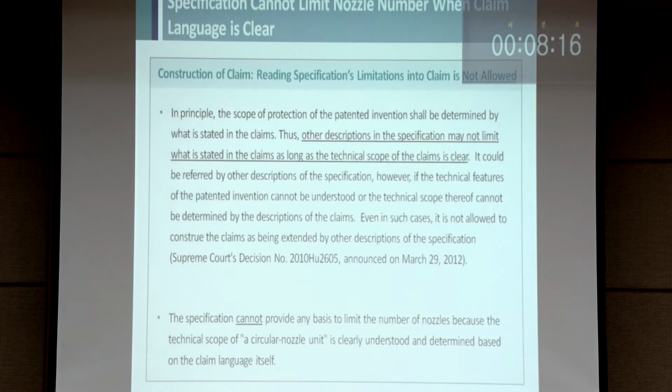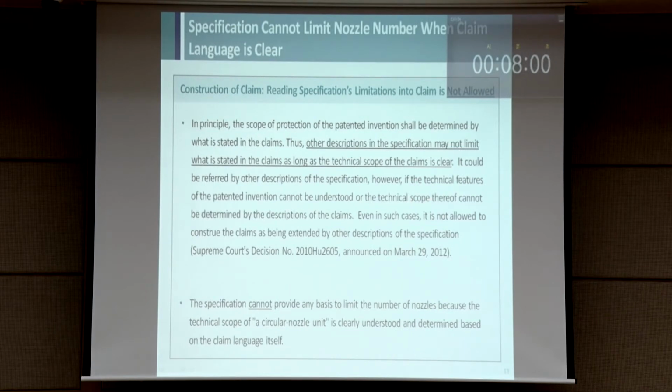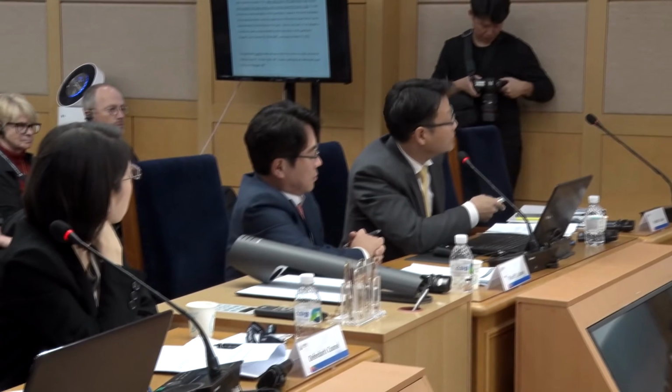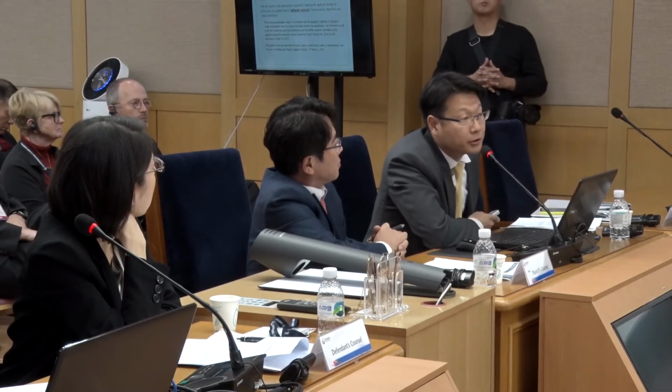Because as you can see from here, the Korean Supreme Court ruled, quote, the specification may not limit what's stated in the claim, as long as the technical scope of the claim is clear. And the language at issue is very clear: a circular nozzle unit. As you understand in patent work, the article "a" in front of circular nozzle unit includes both singular and plural, meaning it covers both the one nozzle embodiment and the multiple nozzle embodiment. Therefore, the "a circular nozzle unit" limitation should cover both multiple nozzle but also one nozzle embodiment as in the defendant's accused product.